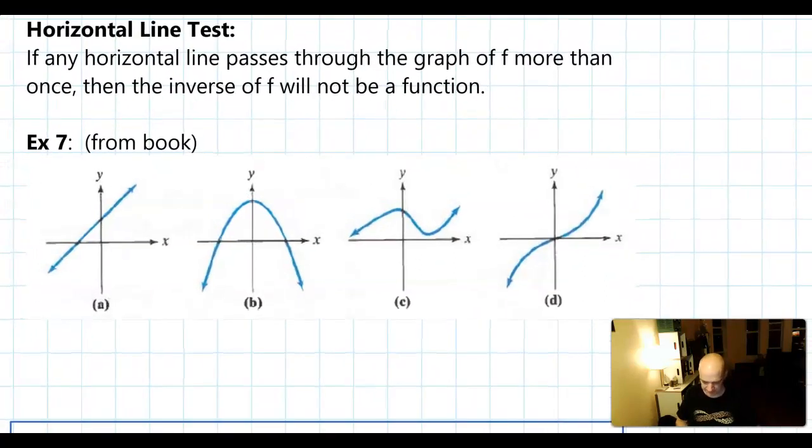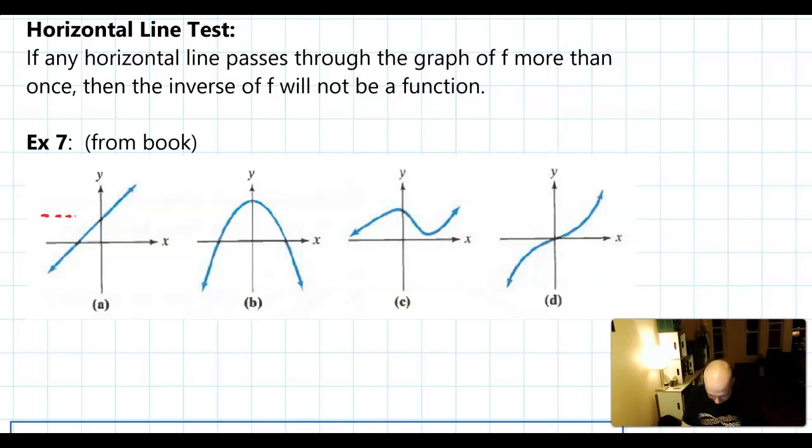It goes like this. If any horizontal line passes through the graph of a function more than once, then the inverse relation of f will not be a function. Sometimes this is said as f has no inverse, but I'd rather say that f inverse is not a function. So let's check this out.